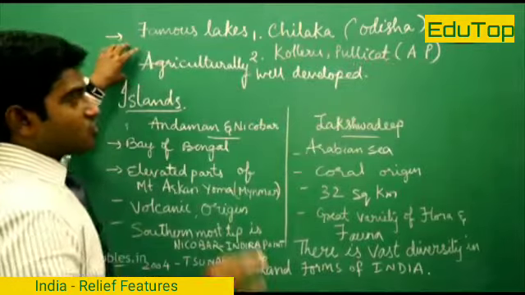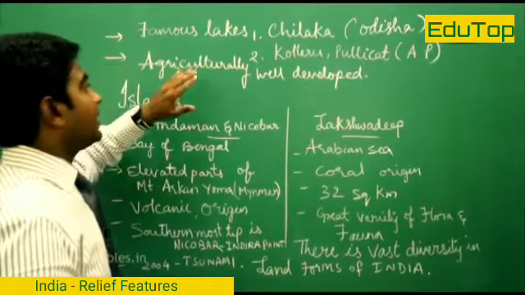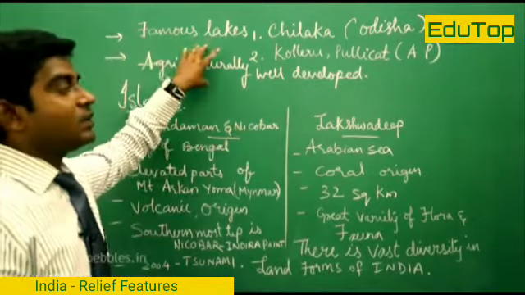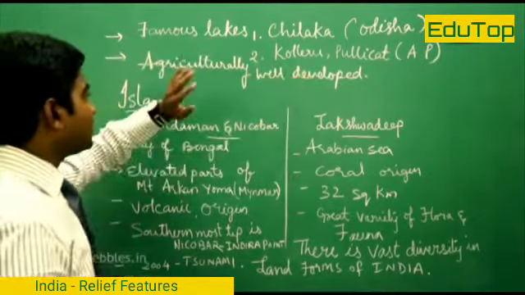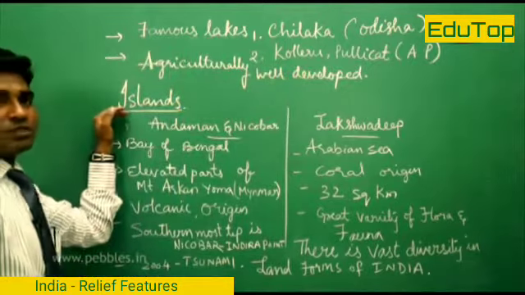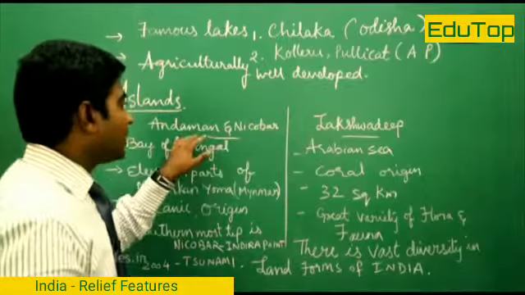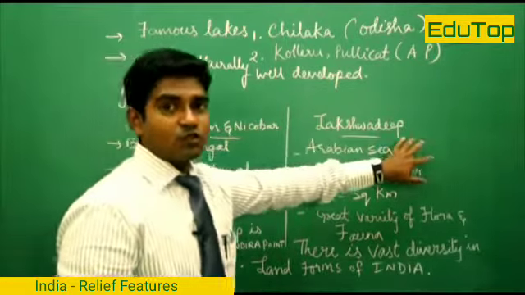And the most striking feature of the coastal plains is that agriculturally the coastal plains are as well developed as the Gangetic plains. And coming to the last of the major physical divisions, the islands, we have again two groups: the Andaman and Nicobar Island group and the Lakshadweep Island group.